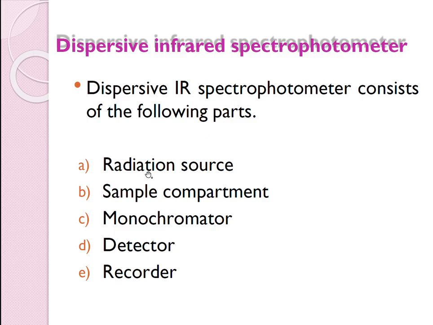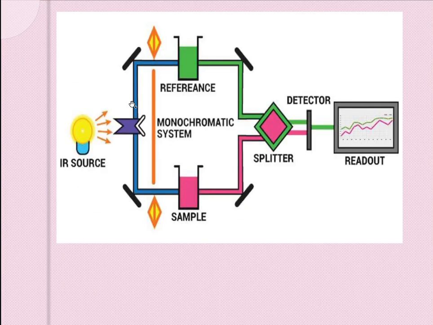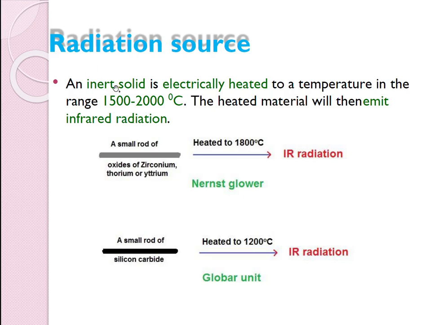So the radiation source is the basic source of the IR radiation. Then the sample compartment, where the compound or sample is kept after preparation. Then the monochromator, its function is, as the name suggests, mono means single and chromator means light. That means it converts any multi-directional light into a single directional light. Then the detector will detect the transmitted radiation, and from this we get the result in the recorder. Here is the basic instrumentation of FTIR. Let's discuss one by one.